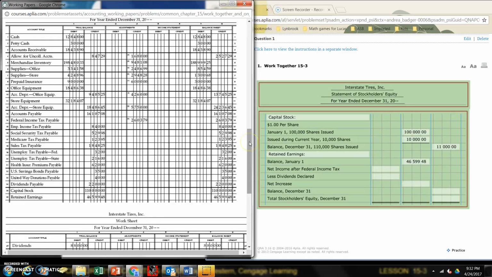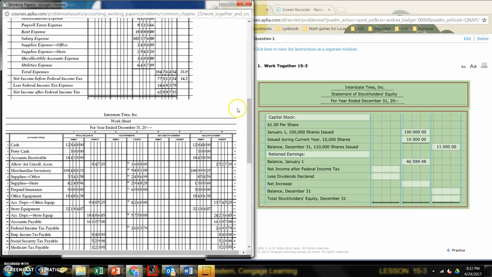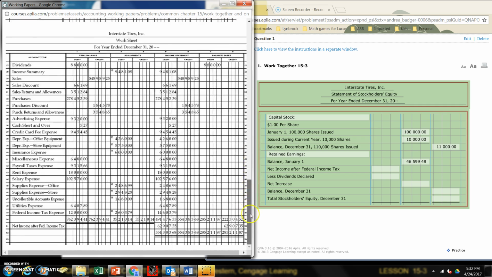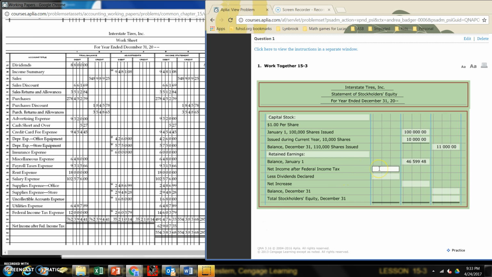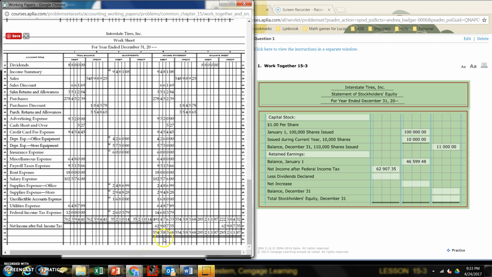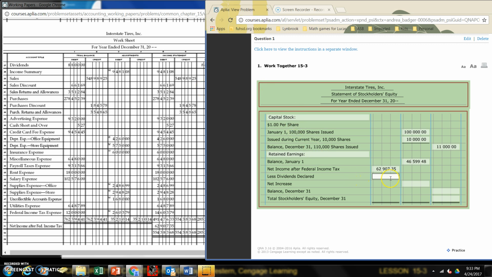Now we have to figure out what was our net income after federal income tax. So you, like I said, you can get that one of two places. You can go up to the income statement and get it right there, or you can scroll down to the bottom of the worksheet if you only have that, and you can get that from the net income after income taxes line. So our net income after income taxes was $62,907.35. Minus our dividends that we've declared. So that's where we're going to go up to this dividends line and figure out what our dividends are for the year. And so those were $8,800.